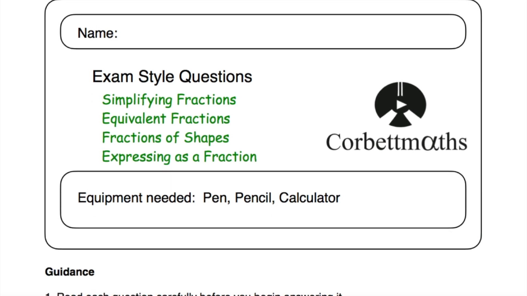And that's it. So these have been the video solutions to the Corbettmaths practice questions on fractions, and they were questions involving simplifying fractions, equivalent fractions, fractions of shapes, and expressing as a fraction. And I really hope you found this video useful.